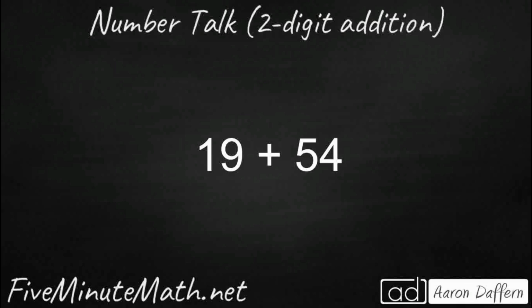Today we are looking at the expression 19 plus 54. What we do in a number talk is we use mental math. That means no paper, no pencil, to try to figure something out, and then we look at all of the different strategies we could have used together. So before we go any further, let's go ahead and do that. Pause the video, figure out 19 plus 54 in your head. When you have your answer, unpause the video and we will look at all of the strategies together.